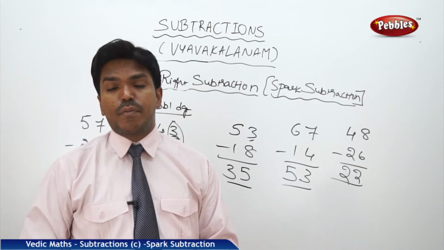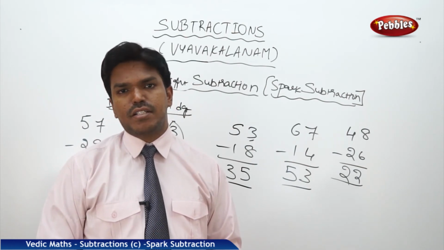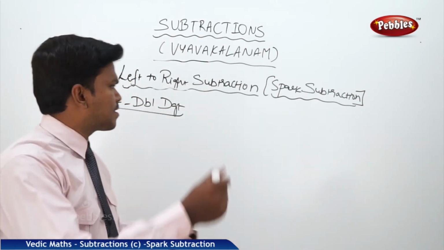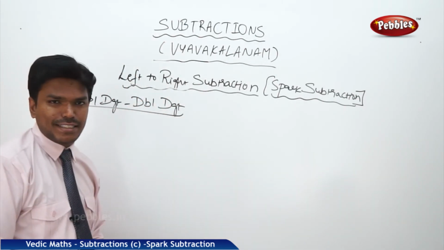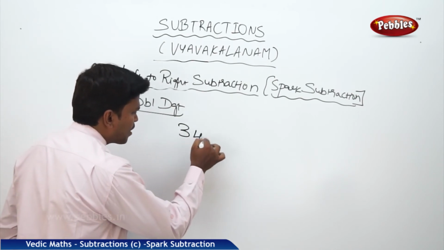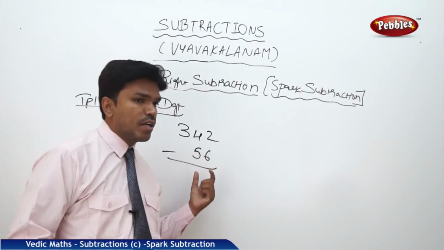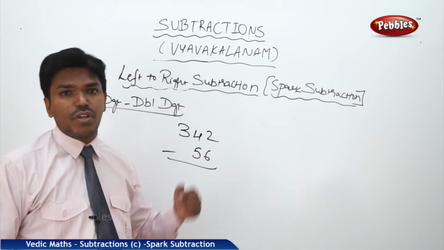Now we will see triple digit minus double digit. See here, triple digit minus double digit. Suppose I want to subtract 342 minus 56. How to subtract 56 from 342?